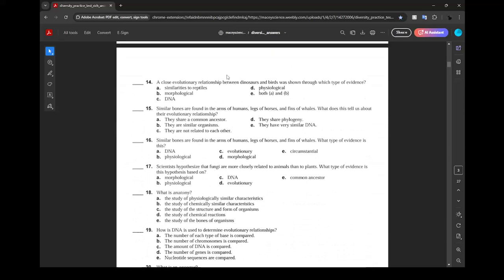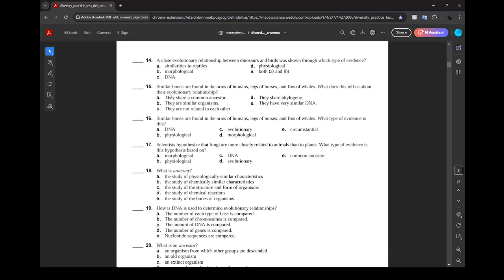Close evolutionary relationship between dinosaurs and birds was shown through which type of evidence? I would be fine if you said... actually, no. It's probably only morphological, but if you did say something like evolved from a common ancestry, sure. I would only say it's morphological because that's what we actually have concrete proof of, since our biology world is still developing.